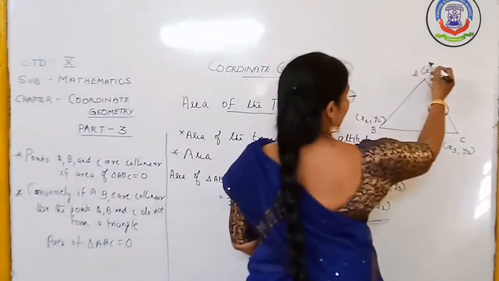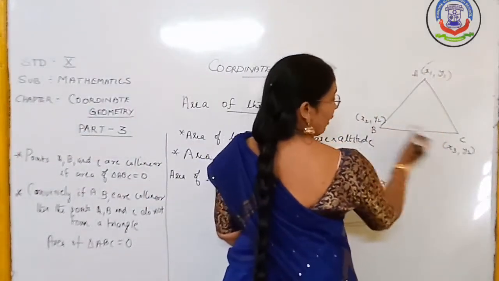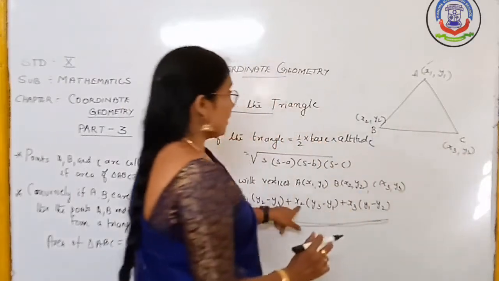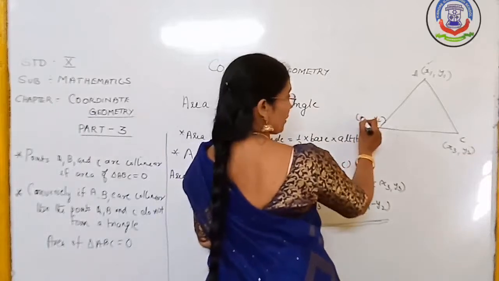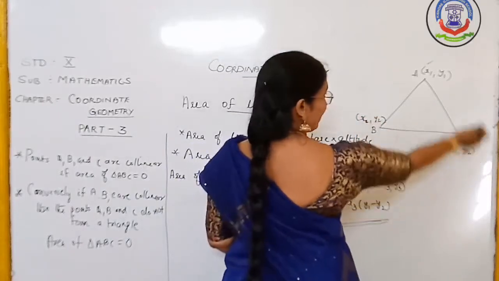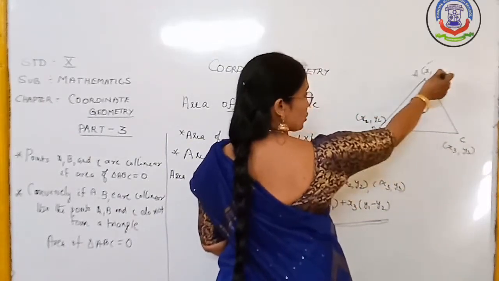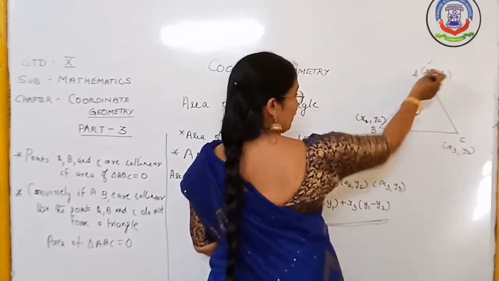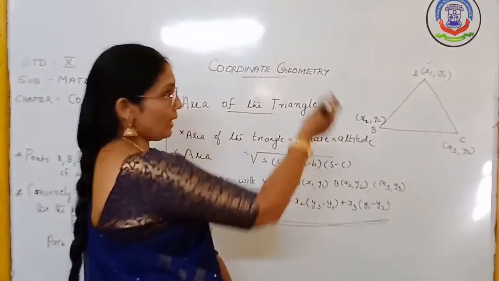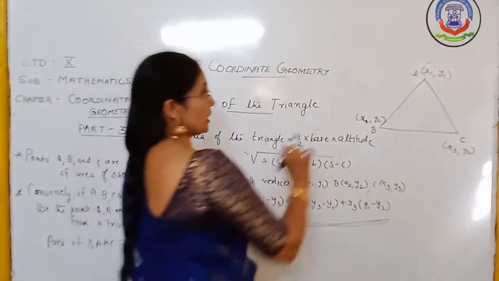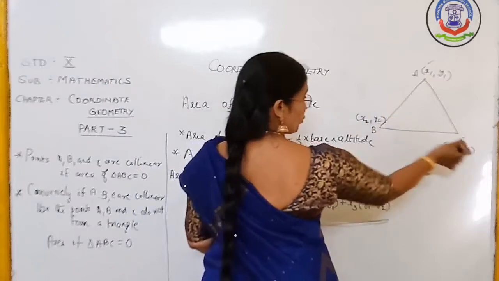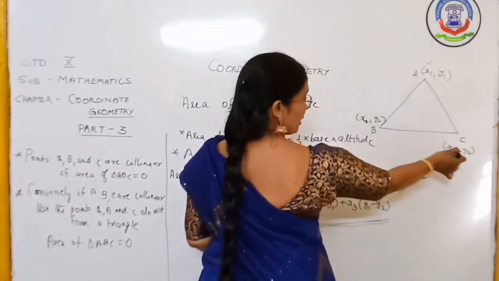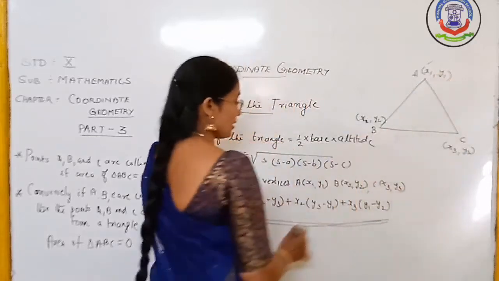That means if you take x1 first, we take y2 and y3, the difference of y2 and y3. Plus, the next one, you take x2 into y3 minus y1. Last term, plus x3 into y1 minus y2. Like this, you have to see it anticlockwise: x1 into (y2 minus y3), plus x2 into (y3 minus y1), plus x3 into (y1 minus y2).